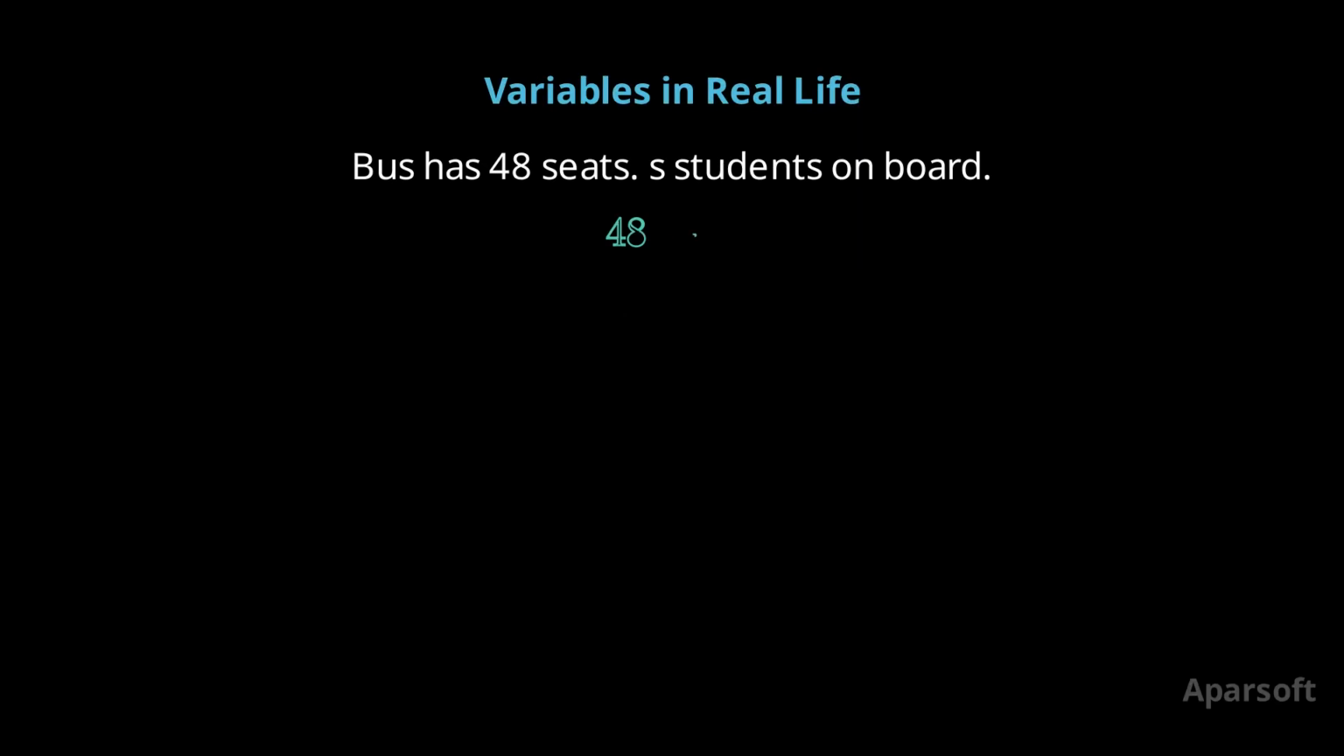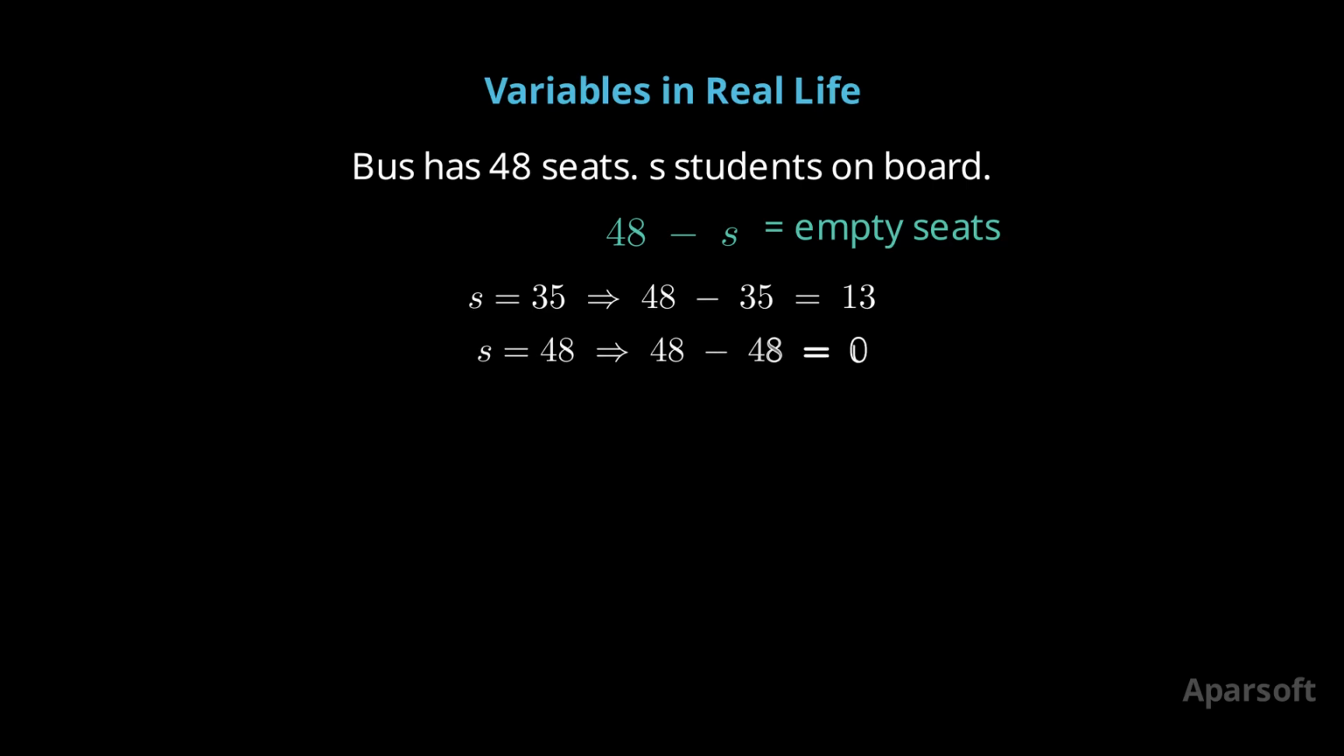Think about a school bus with 48 seats. If S students are on board, the empty seats are 48 minus S. When 35 students ride, 48 minus 35 is 13 empty seats. When all 48 ride, 48 minus 48 is 0. The bus is full. Let us recap.